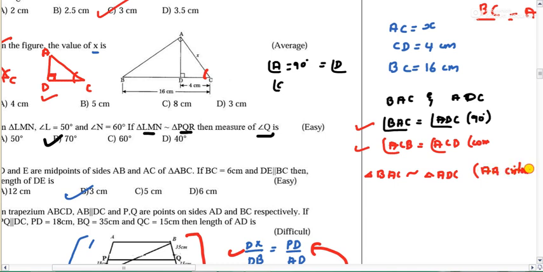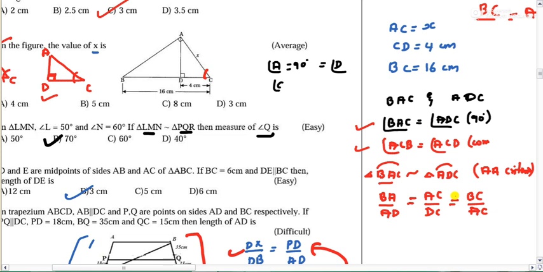Yes. If they are similar, we can write that they are proportional. BA by AD will be equal to AC by DC, and that should be equal to BC by AC, correct? Any doubt? Have you understood this?